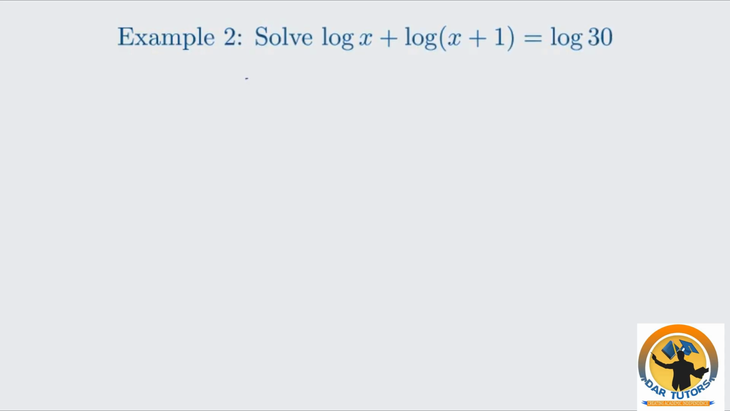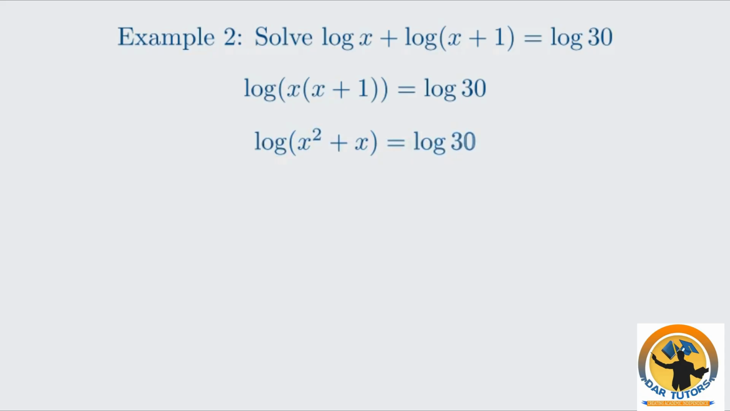Let's try another example. Solve for x in the equation log of x plus log of x plus 1 equals log of 30. On the left side, we have the sum of two logarithms. We can use the product law to combine them into a single logarithm of the product of their arguments. Now we have log of x squared plus x equals log of 30. Since the logarithms are equal, their arguments must be equal. This gives us a quadratic equation: x squared plus x minus 30 equals 0.